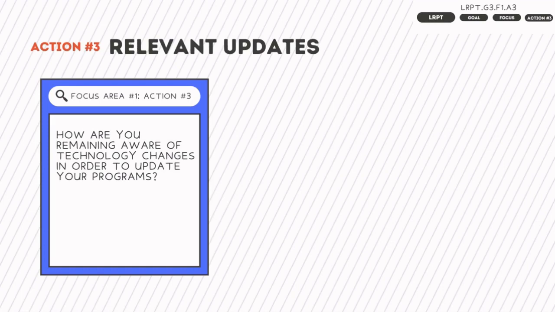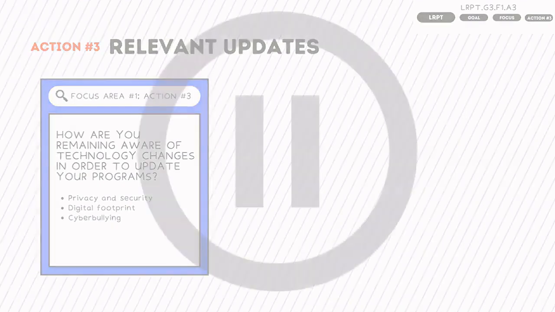Action number 3 in the goal of program development is to understand and make relevant updates. How are you remaining aware of technology changes in order to update your programs? Changes in technology could impact areas directly related to digital citizenship. This could include privacy and security changes, changes to how students should manage their digital footprint, or how we prepare for cyberbullying concerns.